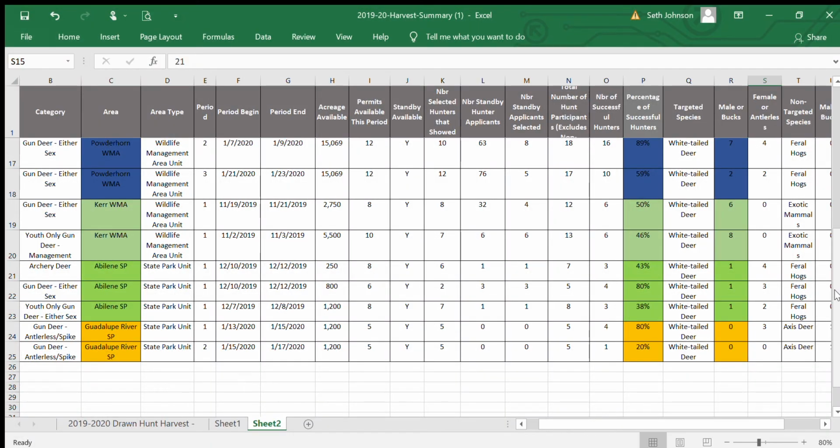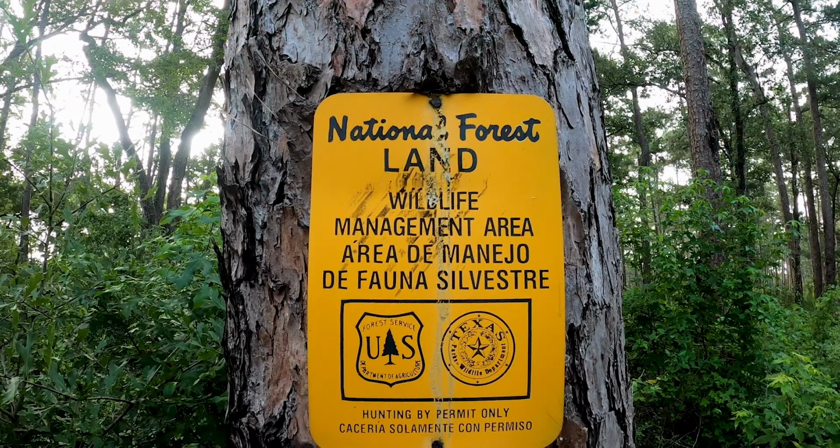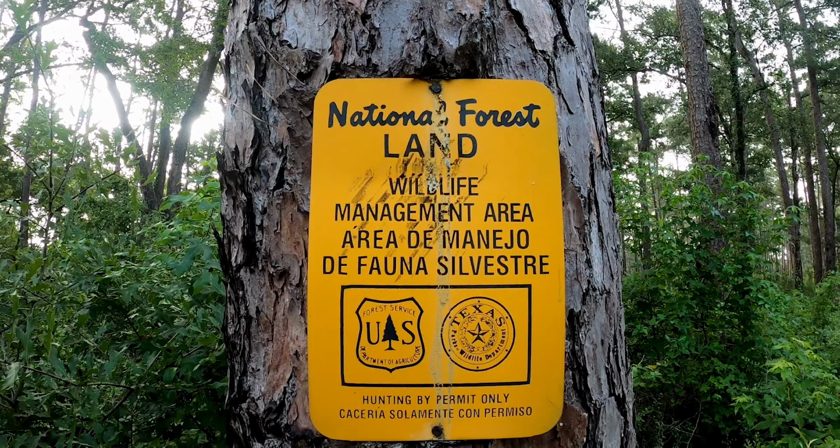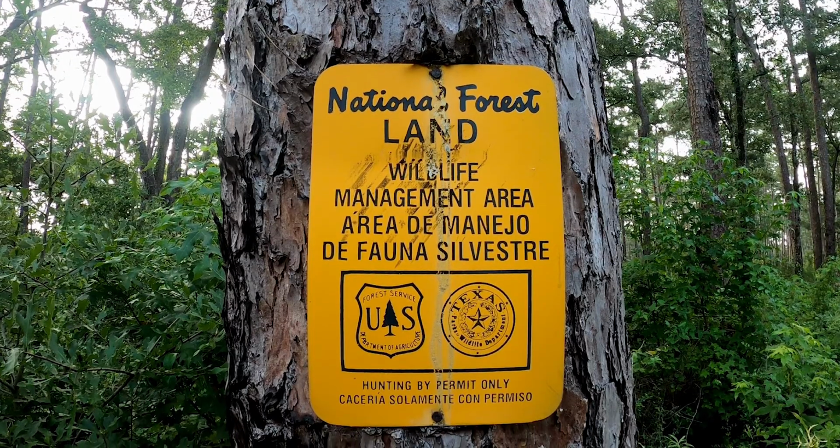Now, if you want to go to areas where you want to get a tag and walk in public hunting in National Forest, you've got Sabine National Forest, Davy Crockett National Forest, and Sam Houston National Forest. Huge areas. Those are the primary ones that I live in and out of. Davy Crockett, they all have good bucks. You can find good bucks in all those areas, but you're going to work for it.